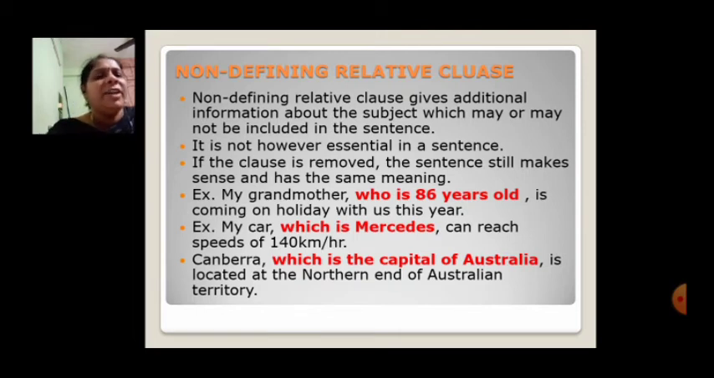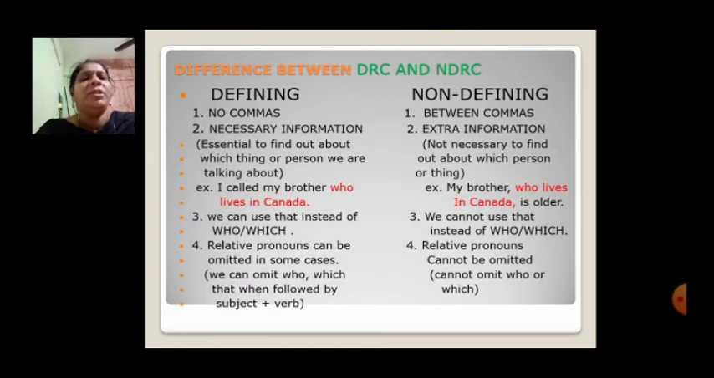Okay, the basic things we have understood. Let's see some more examples. Let's see the examples. What major differences are there? Difference between defining relative clause and non-defining relative clause. Defining relative clause, no commas. So, there won't be any comma here. And non-defining relative clause, between commas. So, before the start of the clause we have a comma, and at the end of this clause we have a comma. So, this is the basic difference between these two clauses. The first one has no commas, the second one is in between commas. Okay. Next one.